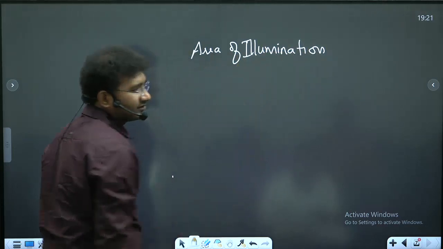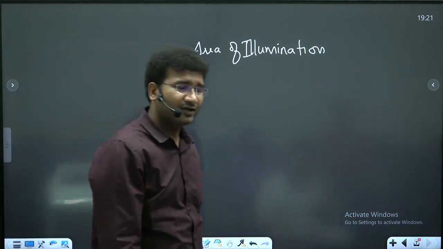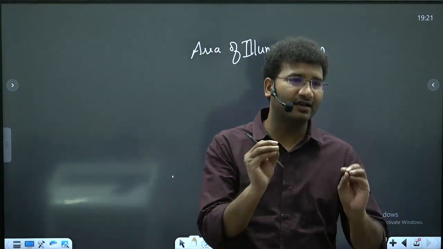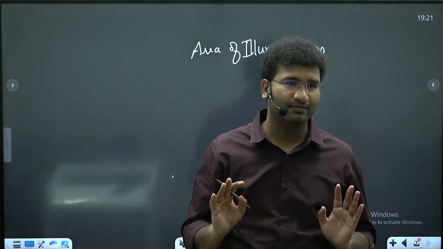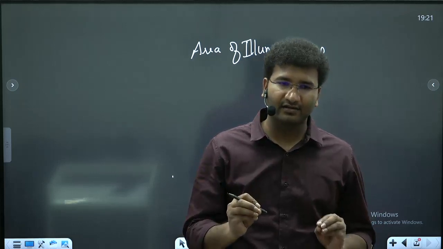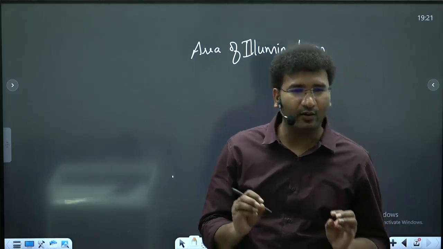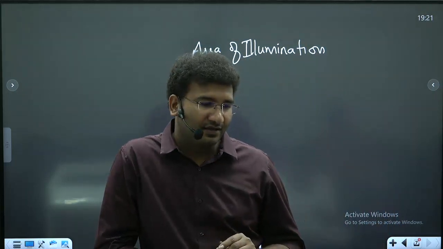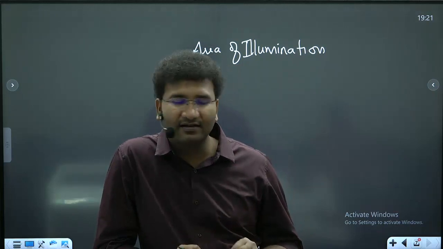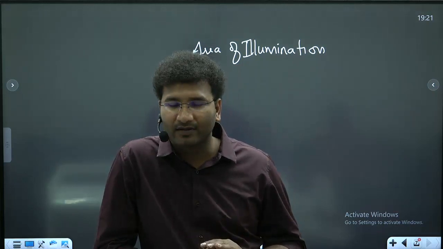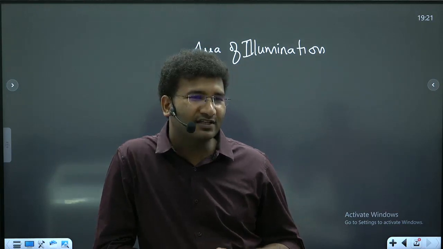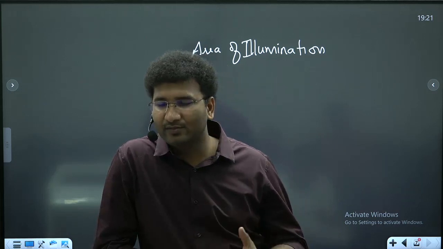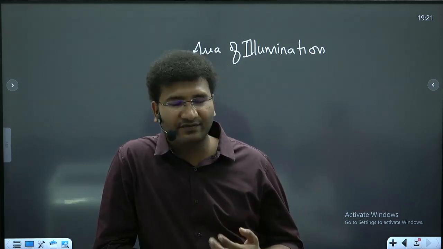area of illumination. Now what do you mean by area of illumination? Area of illumination means the total area which is covered by the sunlight at a given point of time. The total area covered by the sunlight on the earth at a given point of time. Now this area of illumination is always 50% on the earth. ठीक है. The area of illumination of the sunlight on the earth is 50%.